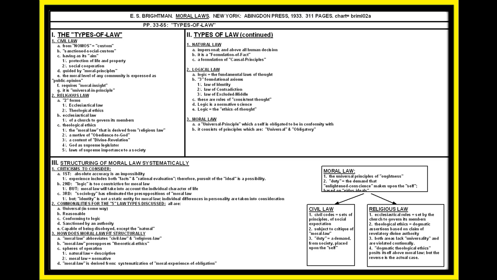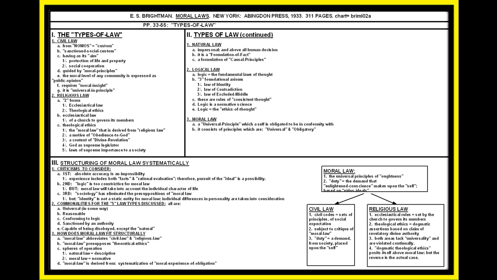Eidos ideals like agape, self-giving, or kenosis in Philippians 2. But it is universal principles of oughtness, and it is moral duty based on the eidos ideals of living religion, which is Christianity. It abbreviates civil law. Civil codes are sets of principles of social expectation that are subject to critique by moral law. And civil duty is a demand from society placed on the self.